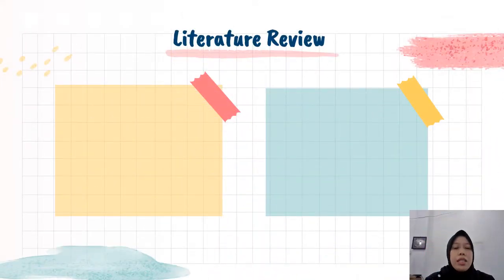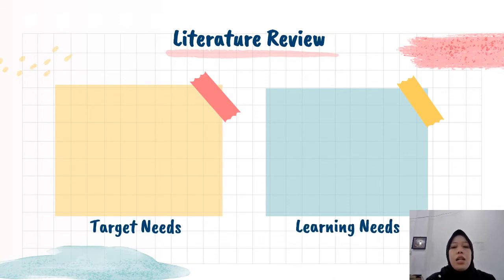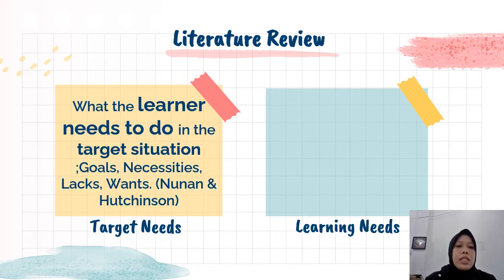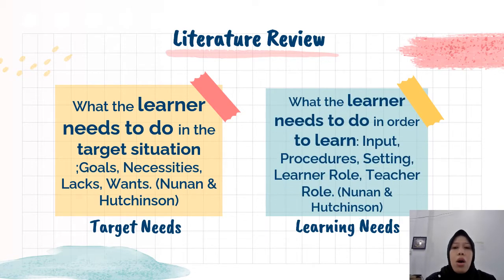This is the literature review of the definition of some important terms in this research. The first is target needs, and the second is learning needs. Target needs is what the learner needs to do in the target situation, such as goals, necessities, lacks, and wants. While learning needs is what the learner needs to do in order to learn, such as input, procedure, setting, learner role, and teaching roles.